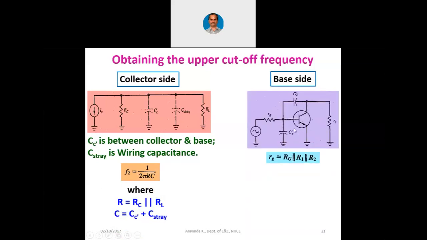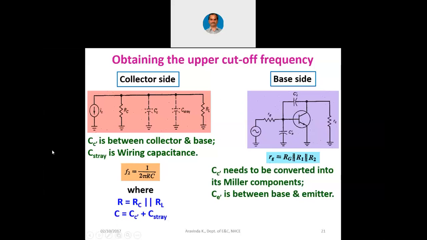Now at the base side, we have the small RG equals capital RG parallel with R1 and R2. That RG is the resistance of the signal source. Now, CC dash needs to be converted into its Miller components that we have seen already. CE dash is between base and emitter. Now, with respect to that, CBE is 1 over 2 pi FT into RE dash, where FT is AI into bandwidth. I discussed this FT already, that is UGB, unity gain bandwidth. So the current gain into bandwidth can also be considered as the transition frequency. So we had found out FHI, FHO and F beta there. Here the CBE can also be modeled using unity gain bandwidth and RE dash.